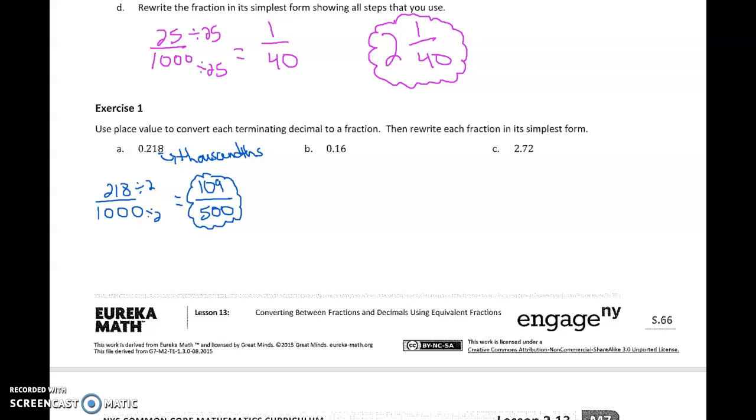All right, 0.16, nope, tenths, hundredths. So this is 16 hundredths. And again, they're both divisible by 2. They're actually both divisible by 4. Looking for common factors, it doesn't have to be the greatest common factor because you can do it a couple times. 16 divided by 4 is 4. 100 divided by 4 is 25. So again, 4/25ths is 16 hundredths when we divide it out.